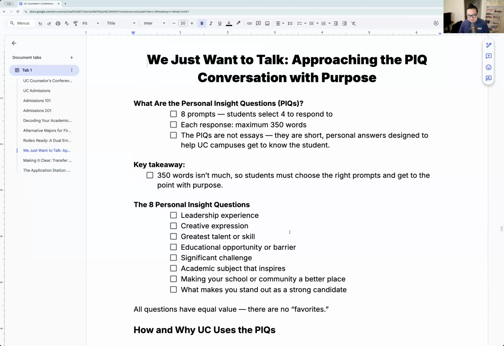PIQs, right? So this is really good for seniors, and for everyone else, good to kind of know as well. There are 8 prompts to pick from. You pick 4 of 8. Each prompt maximum 350 words. We like to recommend 330 or higher, so stay to the limit of each one. They're not essays. The best way I would say it is they treat it as an interview. That's kind of the big thing over here, right?